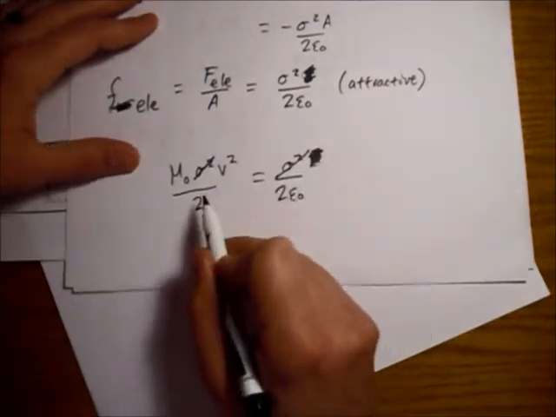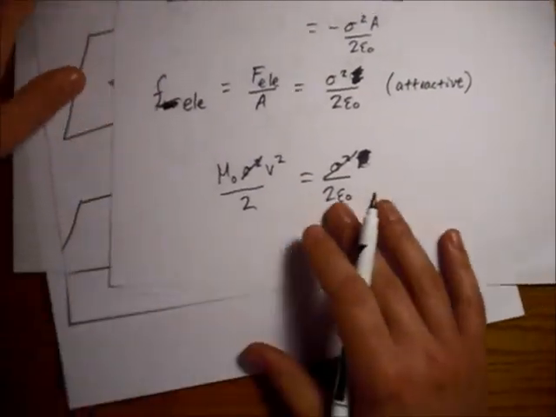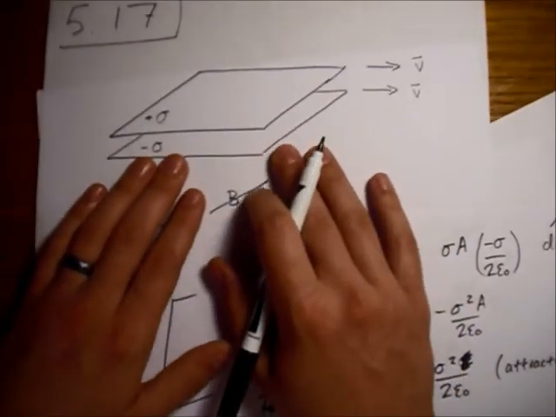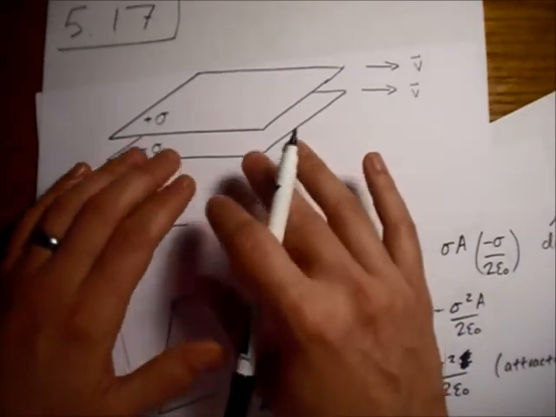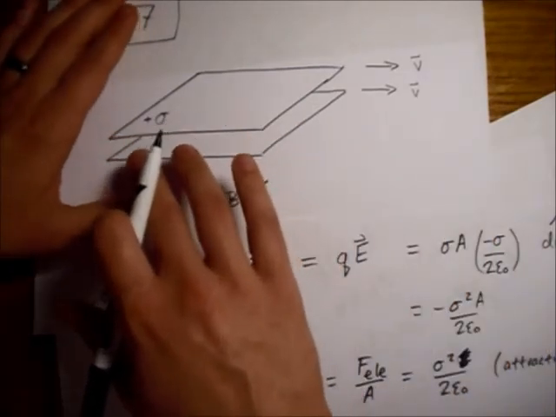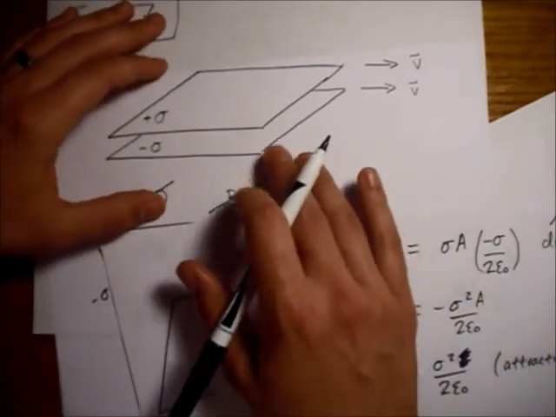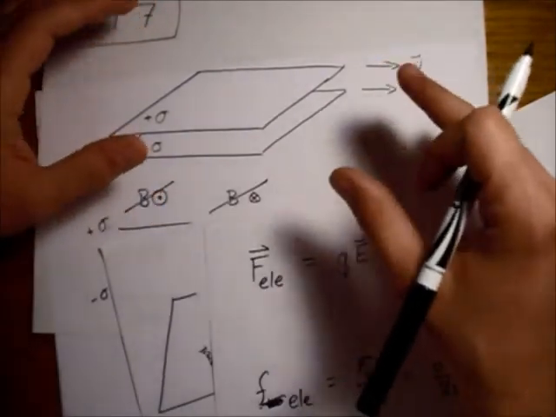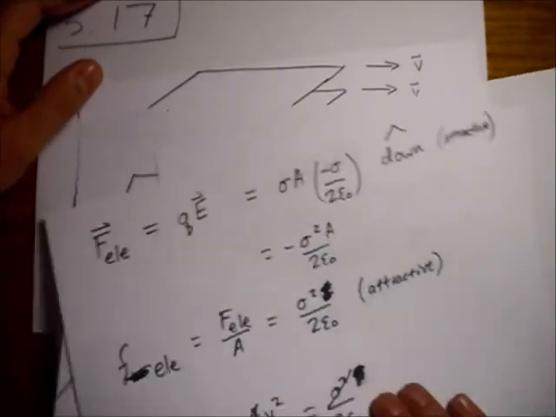Okay, so our sigma squared goes away. So notice there are no sigmas left in the problem. So it doesn't matter what the charge is on these two plates. It doesn't matter if they're slightly charged or very heavily charged. All such systems like this will go the same speed in order for these two forces to balance.